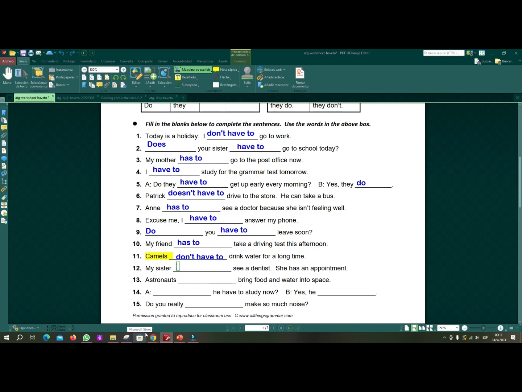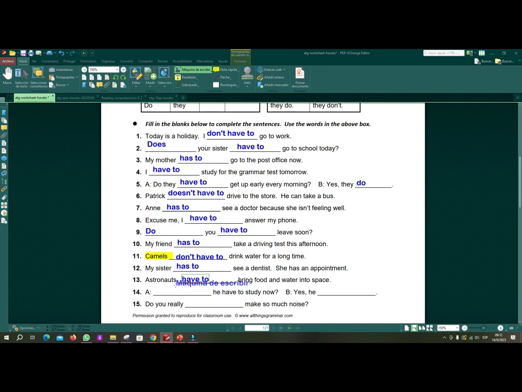12. My sister has to see a dentist. She has an appointment. Yes? What about 13, Miss Jackie? Astronauts have to bring food and water into space.